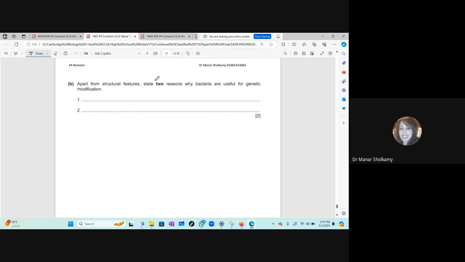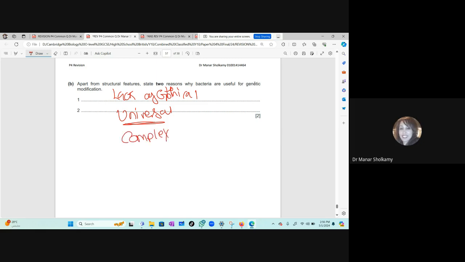Apart from the structural features, state two reasons why bacteria are useful for genetic modification. Lack of ethical concern. Fast reproduction. Yes, you're both correct. One of you said lack of ethical concerns. What else? Rapid reproduction. Universal code. Yes, someone said that they have a universal code. Yes, they have a universal code. The same base triplets code for the same amino acids. It can make complex molecules.